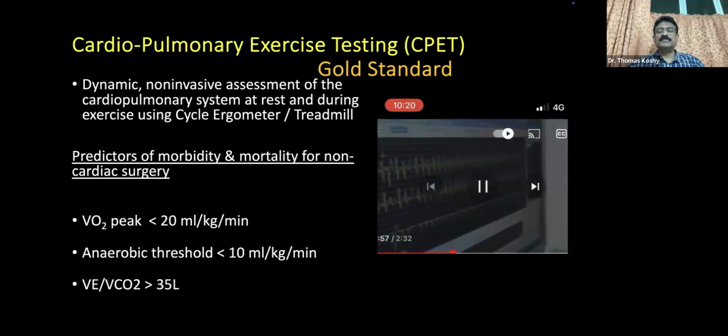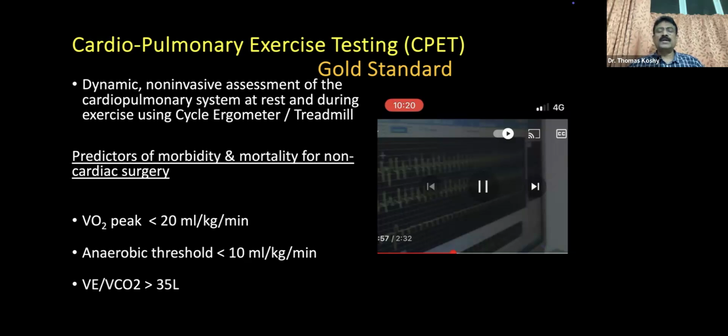So if the patient can achieve a VO2 peak, the maximum oxygen consumption, of more than 20 ml per kg per minute, that is around 5 METs, he has a very low risk of a perioperative cardiac event. It gives one more measurement, the anaerobic threshold. When you exercise, usually there is aerobic ATP production. As you exercise more, anaerobic metabolism takes over. That bridge between aerobic and anaerobic, if it is less than 10 ml per kg per minute, again the risk is high. And because this machine can record your spirometry, if you are hyperventilating, there is also high risk.